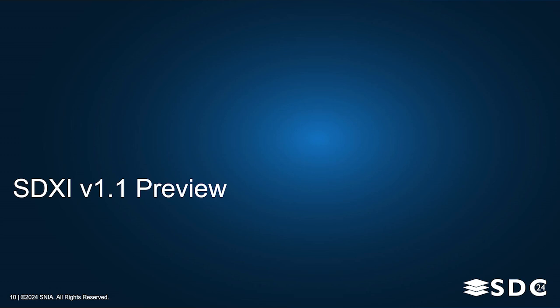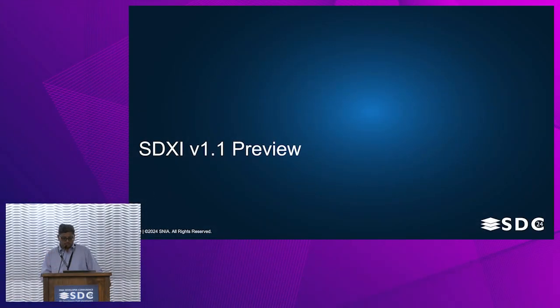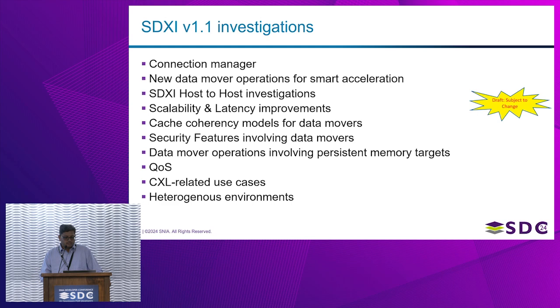So let me take a preview of 1.1. Just so you know, 1.1 is not yet released. We are working very, very hard on it, but here's a preview, and hopefully you guys can provide any feedback to us based on this. So we started looking at what are the different ways that we could expand 1.1, and we thought about connection manager, new operations, host-to-host investigations, coherency models, quality of service, etc.